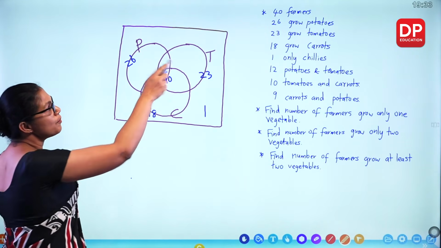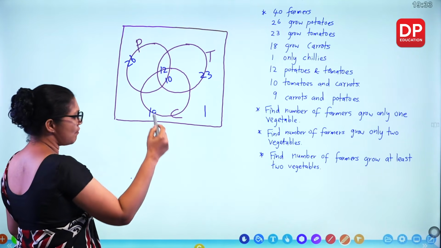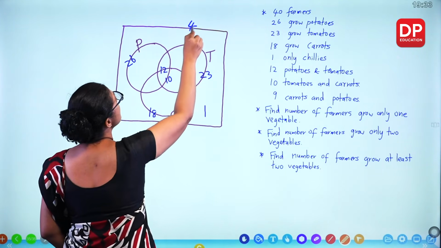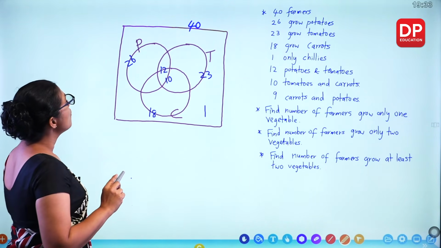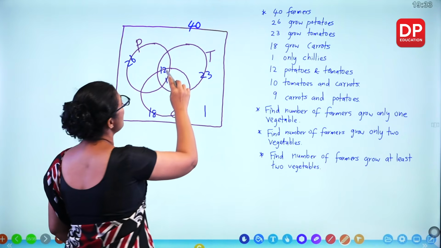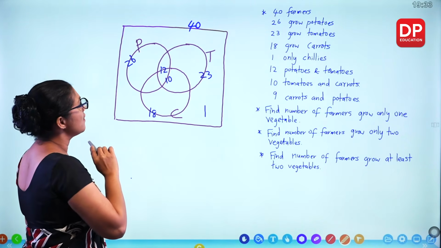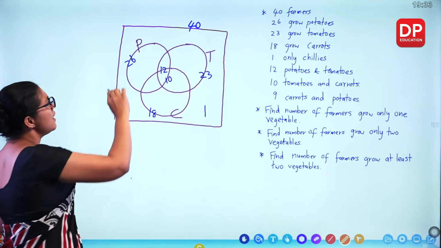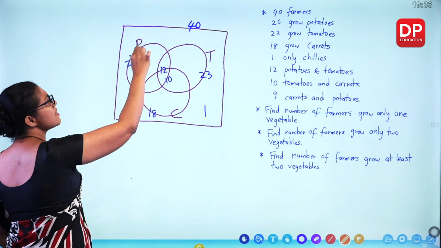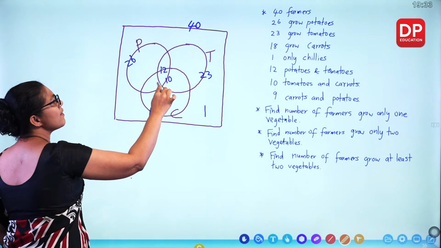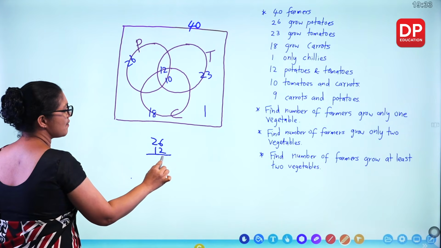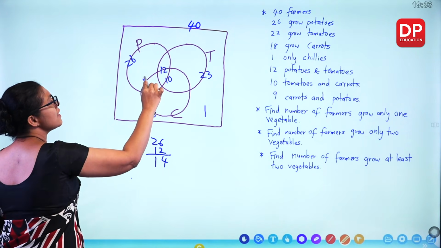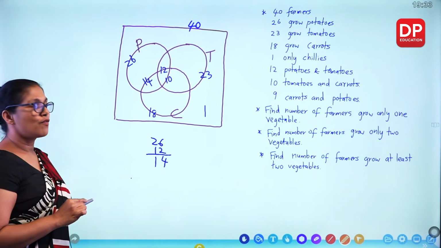We forgot to put 40. Altogether 40 farmers are there. So we need to put 40 there. Now we'll try to fill the other numbers. Now here we put 10 and 12. Now look carefully. When you take 26, this circle, this is 12. So what is this part? 26 minus 12. You are getting 14. So this part is 14.